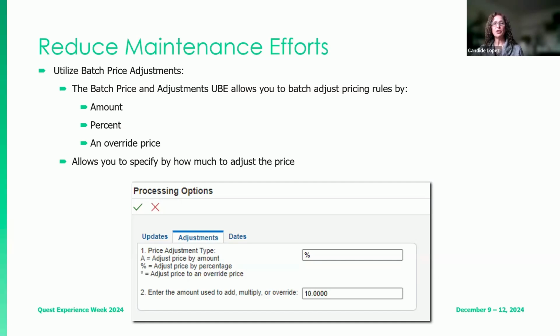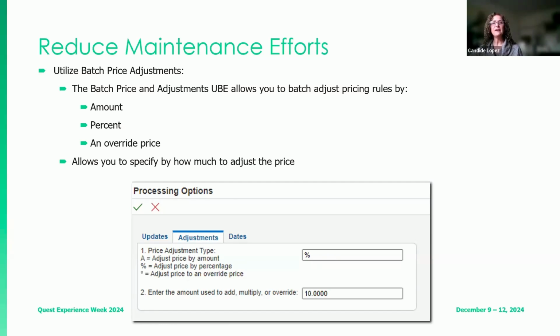So we can use the batch price adjustments to reduce our maintenance efforts. This one allows us to adjust our pricing rules by an amount, by a percent, or simply by an overridden price. If I say I'm going to adjust the price by an amount, I am adding to the existing pricing rule. So if my pricing rule is $10 and I want to add $5, it's adding $5 to 10, making it 15. It's going to add a new record in the price adjustment schedule, and we'll talk a little bit more about that a couple of slides away, for that new $15 price.